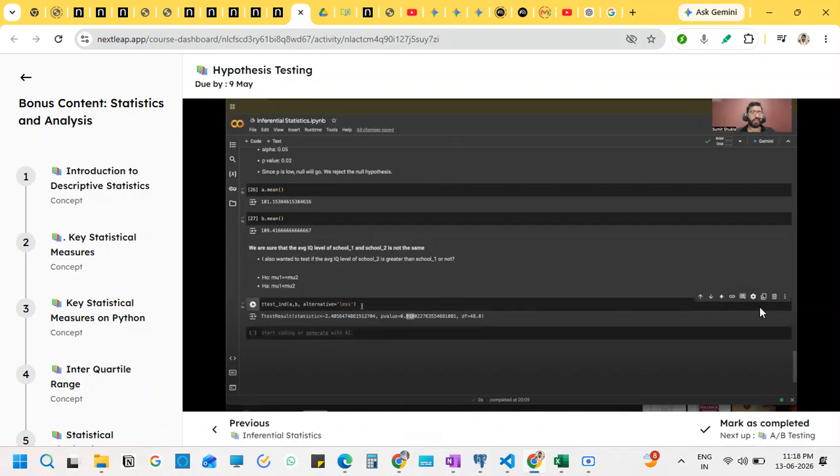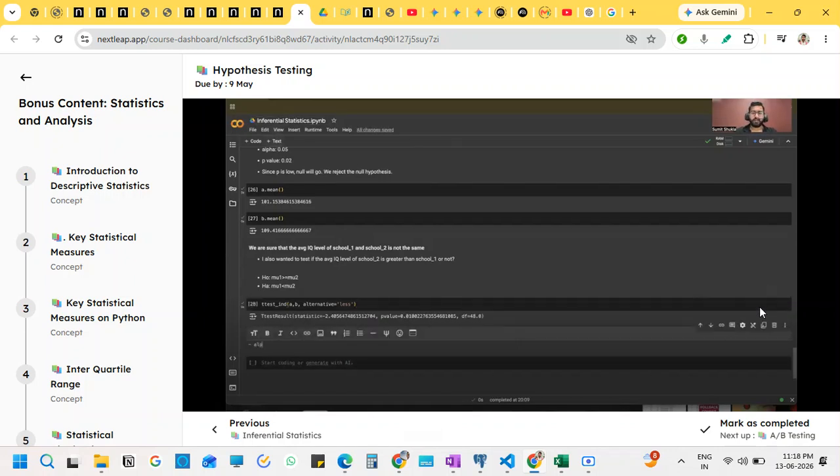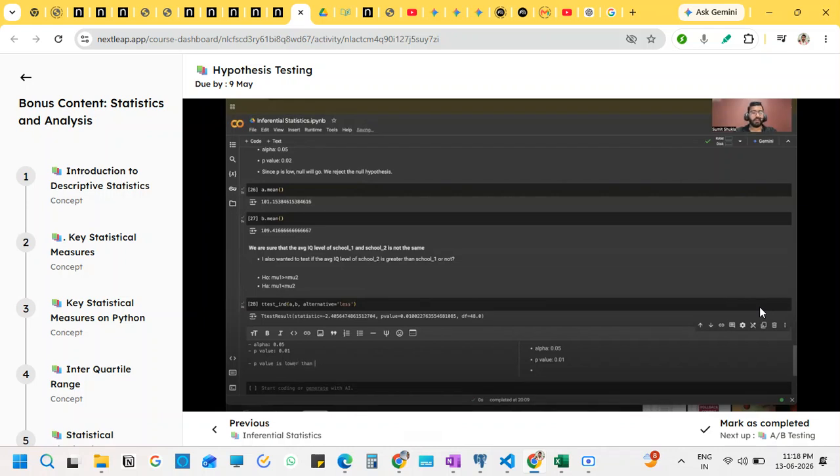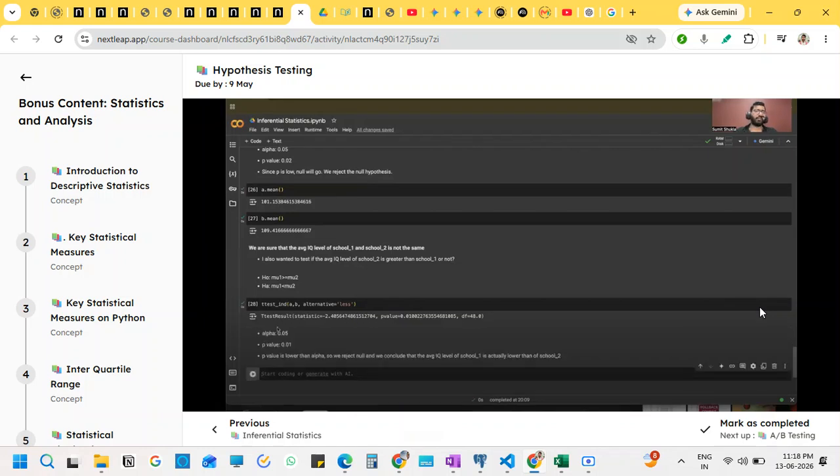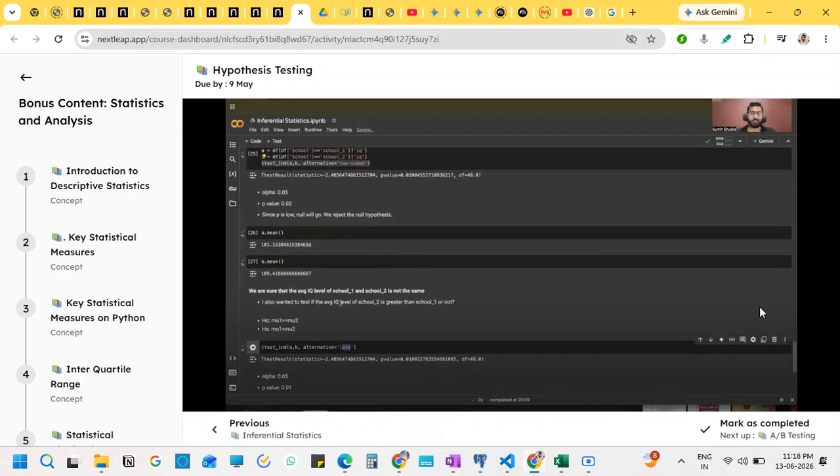so here the value is 0.01. Again, let's write it down. My alpha was 0.05. My p-value was 0.01. So again, p-value is lower than alpha. So we reject null and we conclude that the average IQ level of school 1 is actually lower than of school 2. Okay? Then you can have greater also over here. So there are three inputs that you can provide to alternative hyperparameter, which is two-sided, less, and greater.